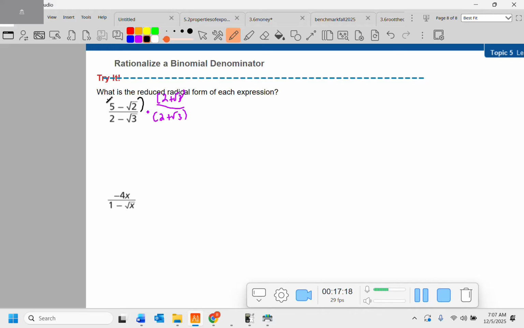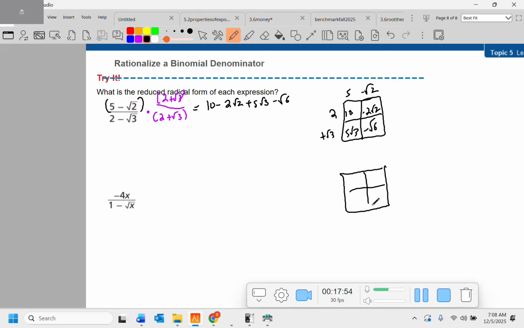And I guess up top, hey, let's do a box. I know that you guys, this is so time consuming for you because you have so much more stuff to do. 5 times 2 is 10. 2 times negative root 2 is minus 2 root 2. 5 times root 3 is 5 root 3. Root 3 times root 2 is root 6. Negative because you did a positive times a negative. So the numerator becomes 10 minus 2 root 2 plus 5 root 3, take away a root of 6. And if you want to do a box on the denominator, by all means, you do you.